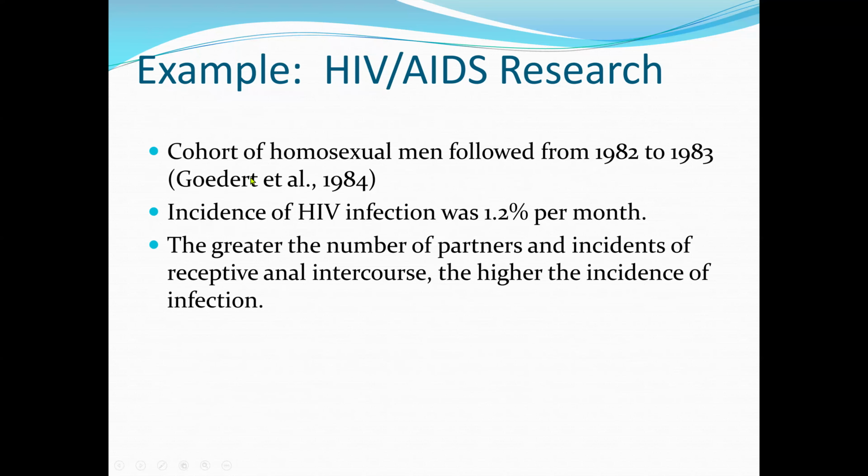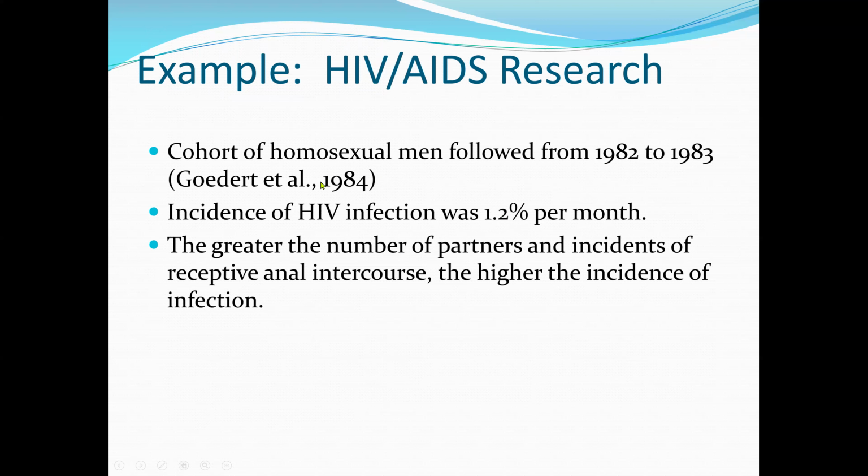So for example here, we have a cohort of homosexual men that were followed from 1982 to 1983. The goal here was to find the incidence of HIV infection, and they were able to find it to be 1.2% per month.